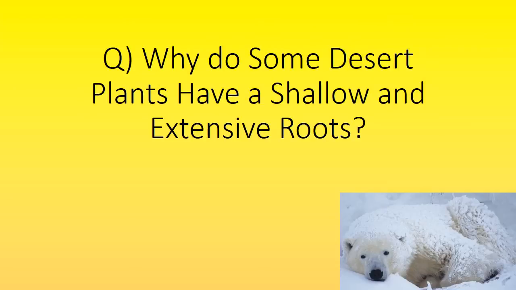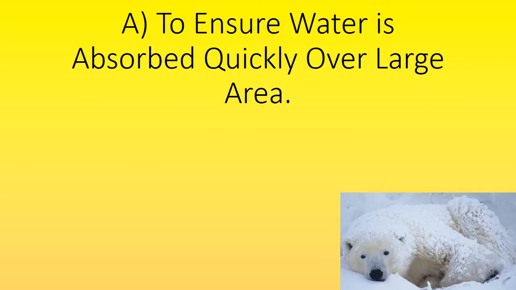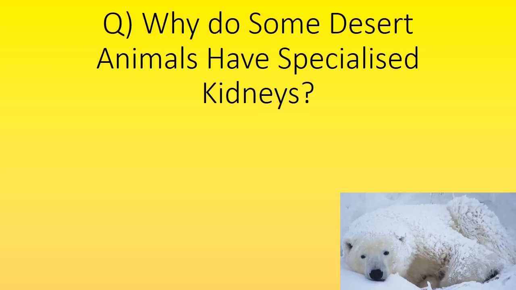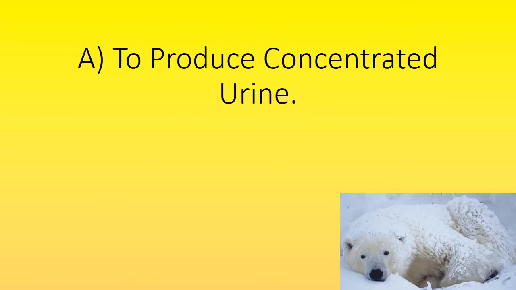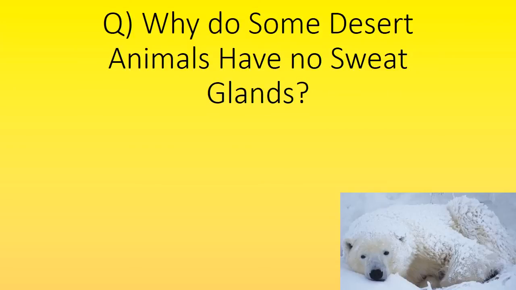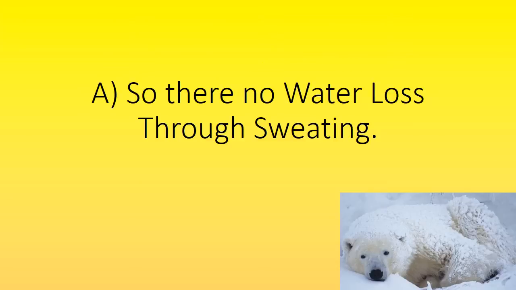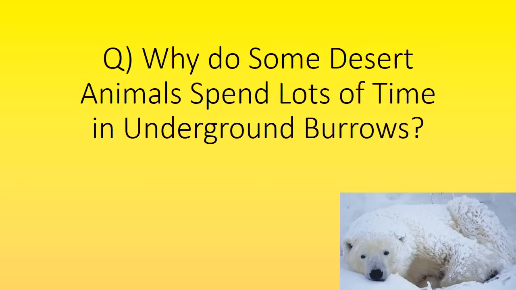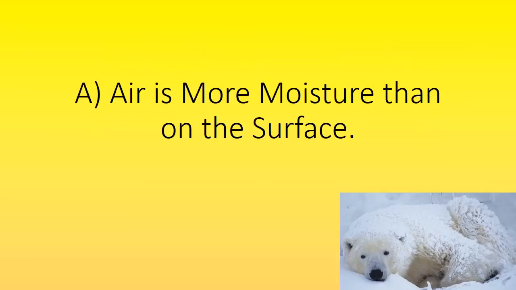Why do some desert plants have shallow and extensive roots? To ensure water is absorbed quickly over a large area. Why do some desert animals have specialized kidneys? To produce concentrated urine. Why do some desert animals have no sweat glands? So there's no water loss through sweating. Why do some desert animals spend lots of time in underground burrows? The air is more moist than on the surface.